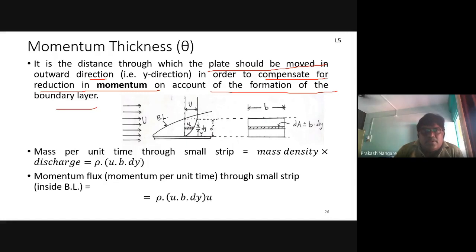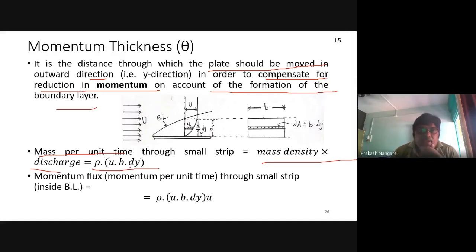In the same way, you have to consider and find out the mass. See the diagram of the boundary layer. Then consider any one elemental strip. B is the width of the considered area, and the area of the strip is equal to B into dy. Therefore, mass per unit time, that is mass density into discharge, can be written as rho into u into B into dy.